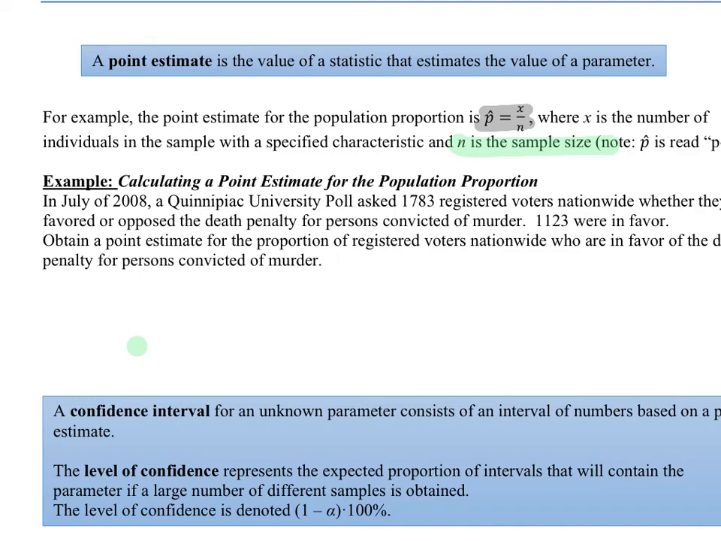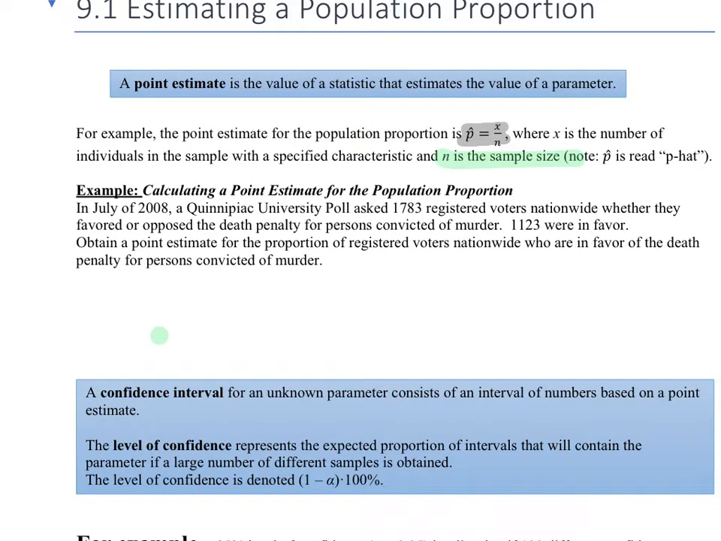So here we have a survey from the Quinnipiac University poll, and they surveyed 1,783 registered voters nationwide and asked how many are in favor of the death penalty. And 1,123 were in favor. So let's obtain a point estimate for the proportion. Proportion, again, is the percentage there. So our point estimate, p hat, is going to be x, the number 1123. That's the number that said yes. And 1783 is the grand total.